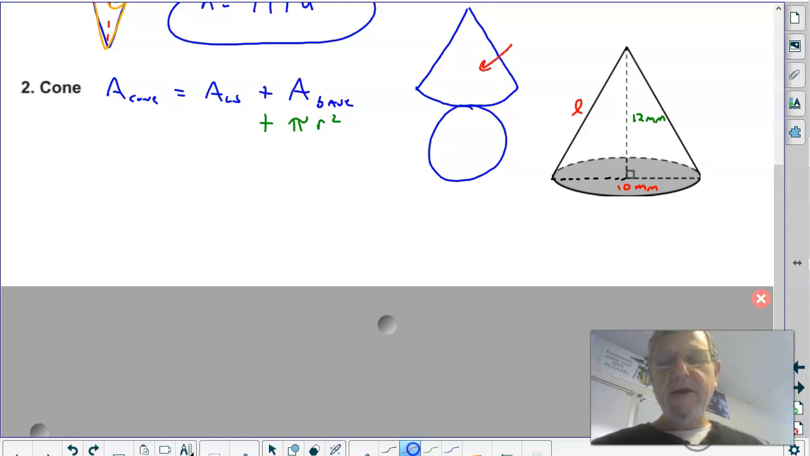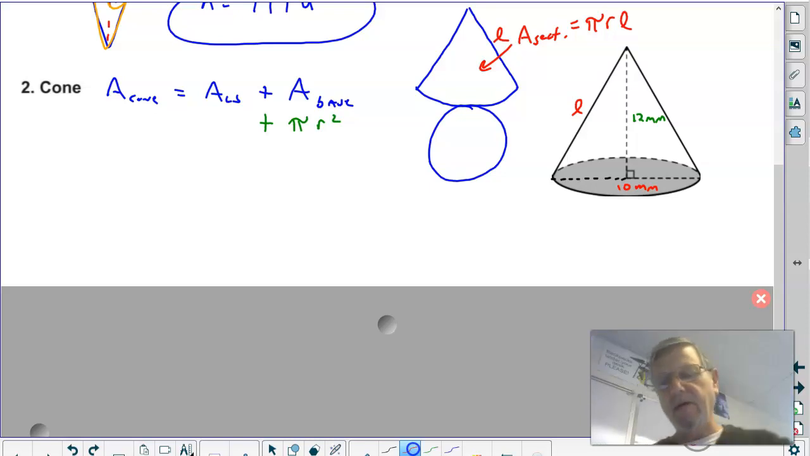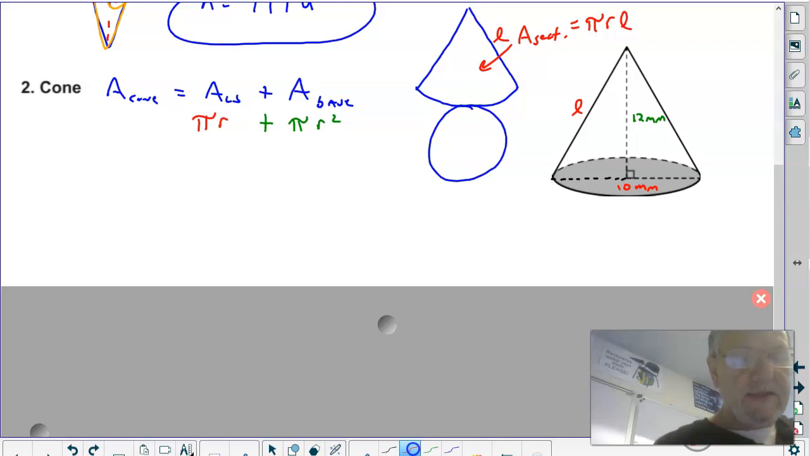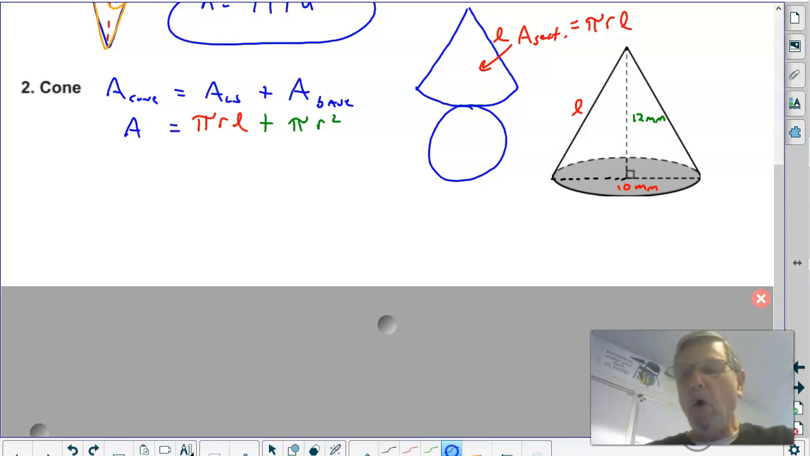And the area of this sector is pi times r times L, where L is right there. Okay? Pi times r times L. So that's what goes here. Now, that's something you just have to remember, and it's always pi r L. Pi r L, always, always, always. Okay, so now we're ready to find the surface area.